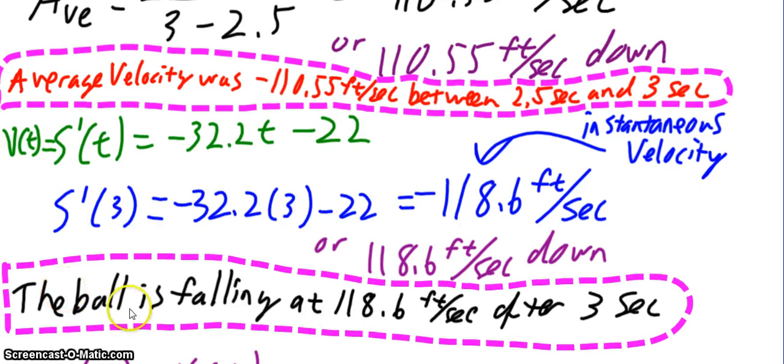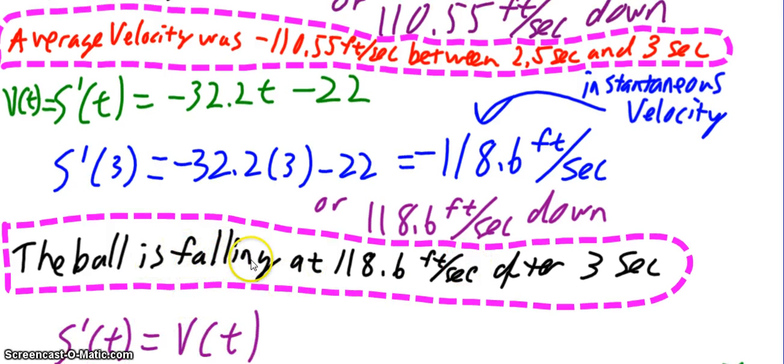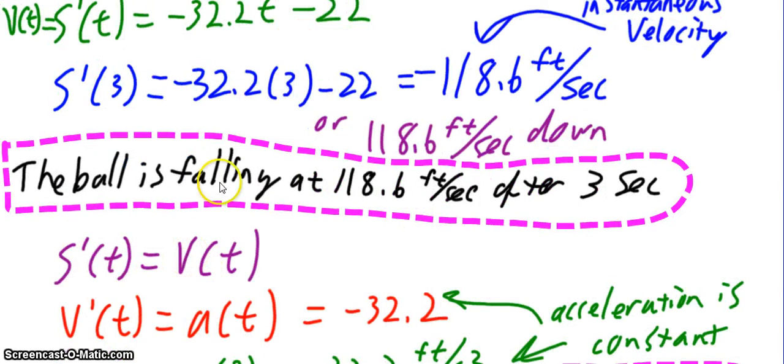Or in this case, I said the ball is falling, and because I'm using the word falling, that's implying down, because we assume things fall down, at 118.6 feet per second after 3 seconds. So as long as I have that context in here to give me direction, I can write it as a positive number. But it's important that I have that in there.